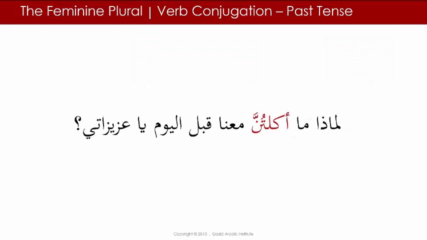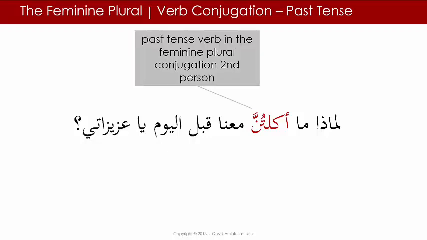Let's look at the second person. لماذا ما أكلتن معنا قبل اليوم يا عزيزاتي? Why did you not eat with us before today, oh my dear friends, my dear ones? أكلتن is second person. You ate, but speaking to a group of three or more females. Again, second person, past tense, feminine, plural.